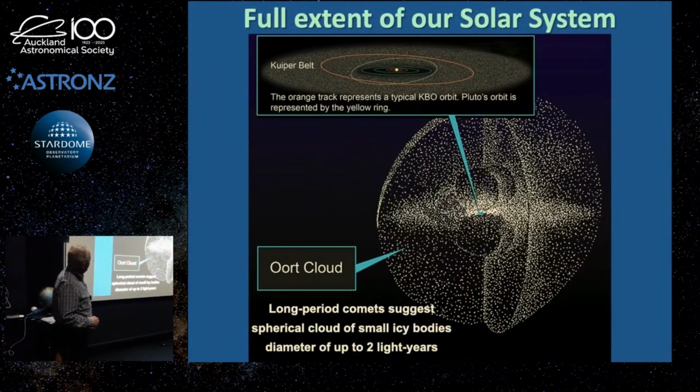So there's a hypothesized area of rocky ice objects known as the Oort cloud, a big spherical complex around the solar system, where millions and millions of these icy objects are, and this is most likely where these long period comets are coming from.